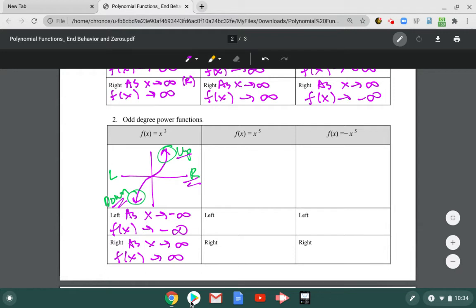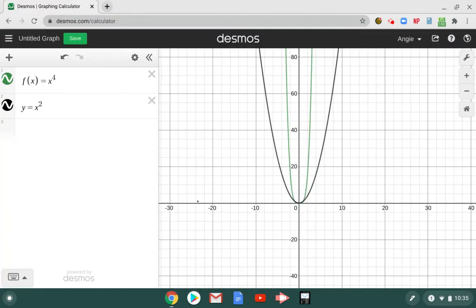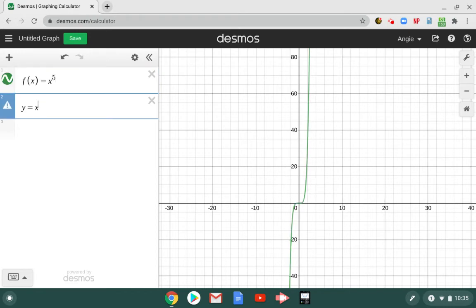X to the fifth. Let me put this in Desmos really quick. Probably have a guess. It's going to be flatter in the middle, taller on the sides, if that was your guess. If it wasn't, it should have been, right? So let's go ahead and put in x to the fifth. Okay, there it is in green. And let me change my other one here to just cubed.